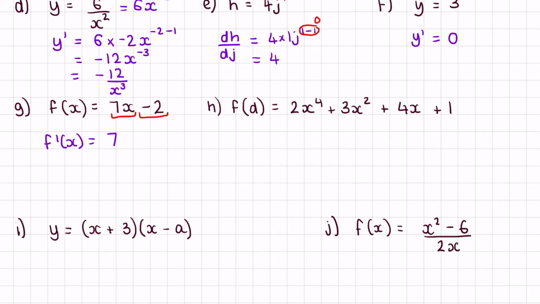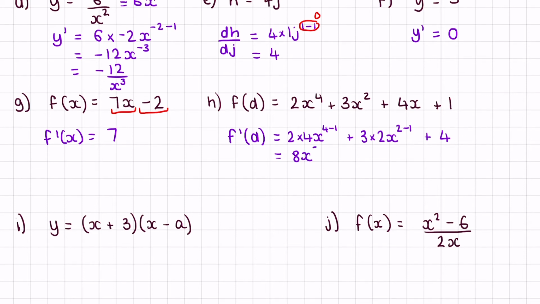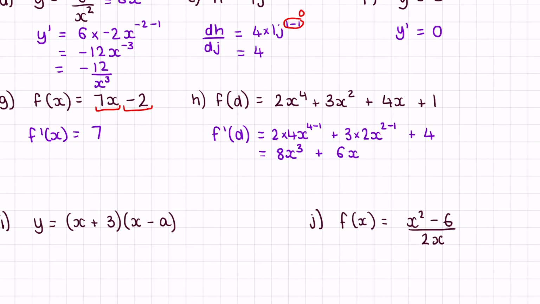H, f of x equals 2x to the power of 4 plus 3x squared plus 4x plus 1. So our derivative of this, once again, we just do each bit separately. So 2x to the power of 4. Bring the 4 down, so it'll be 2 times 4, and then x to the power of 4 minus 1. Then we do the next part, plus 3x squared, so 3 times 2, x to the power of 2 minus 1. Plus 4x, we know that just goes to 4, we just get rid of the x, and the 1 just goes to 0, so we don't need to do anything with that. And then from here, we just simplify, so it'll be 8x cubed plus 6x plus 4.